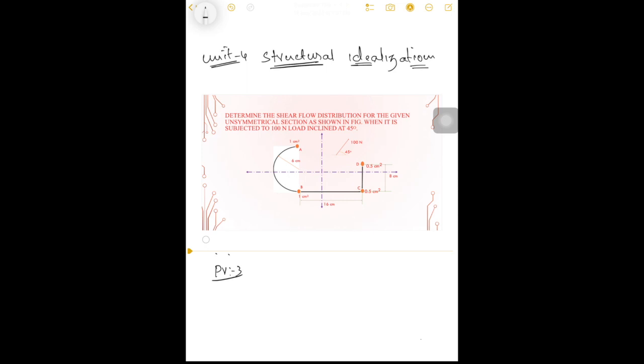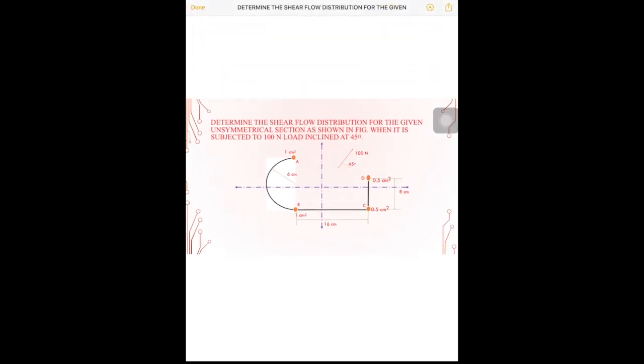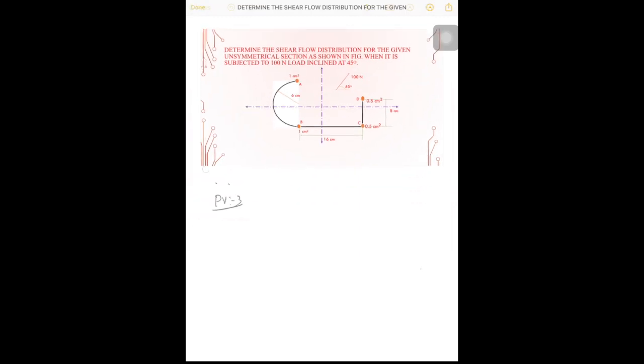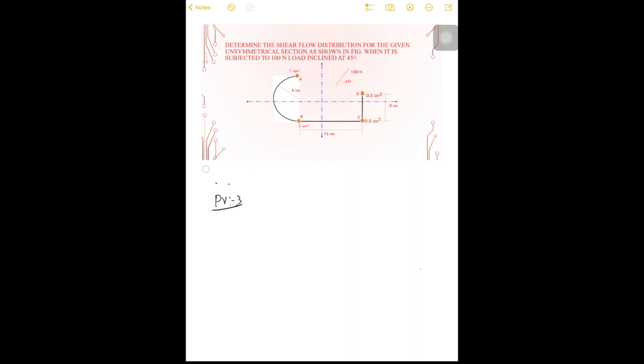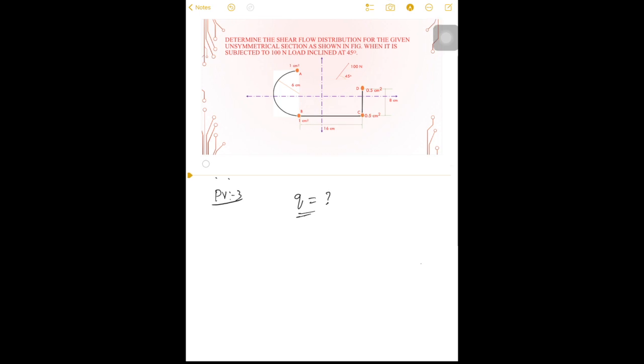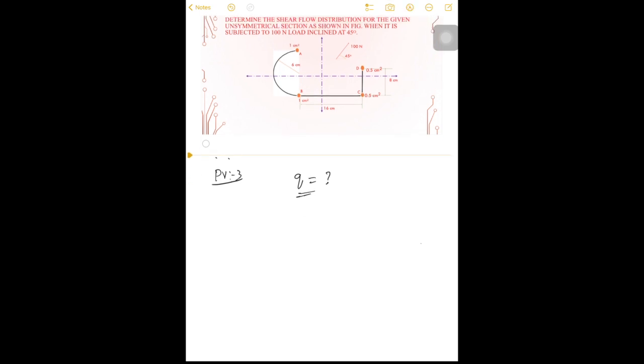Unit 4, Structural Idealization, Problem 3. Determine the shear flow distribution for the given unsymmetrical section as shown in figure when it is subjected to 100 Newton load inclined at 45 degrees. So they asked us to find the shear flow for the given section, and they have given the load condition V. It is acting inclined to 45 degrees, that is, 100 Newton is acting inclined to 45 degrees.